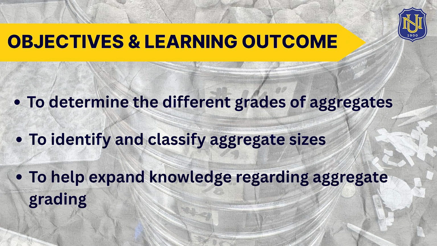The objectives of this experiment are to determine the different grades of aggregates and to understand how particle sizes are distributed in fine and coarse aggregates. At the end of the activity, the students should be able to identify and classify aggregate sizes using sieve analysis. The experiment also helps expand knowledge regarding aggregate grading and its importance in other construction material tests. Furthermore, this activity develops practical laboratory skills that can be applied in professional engineering practice, especially in concrete mix design, quality control, and construction testing procedures.